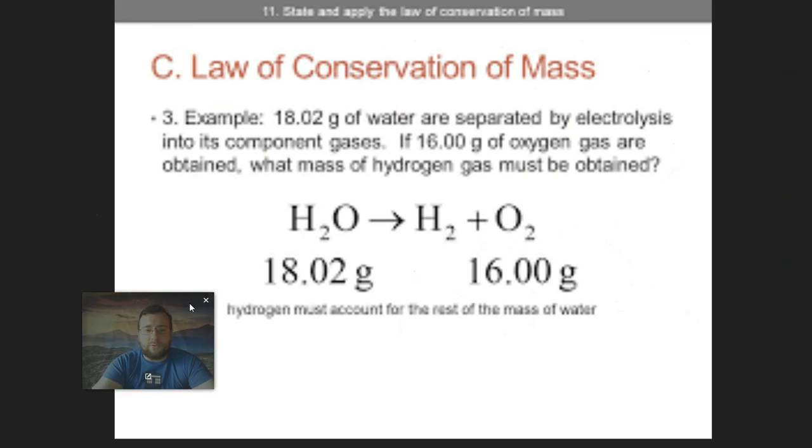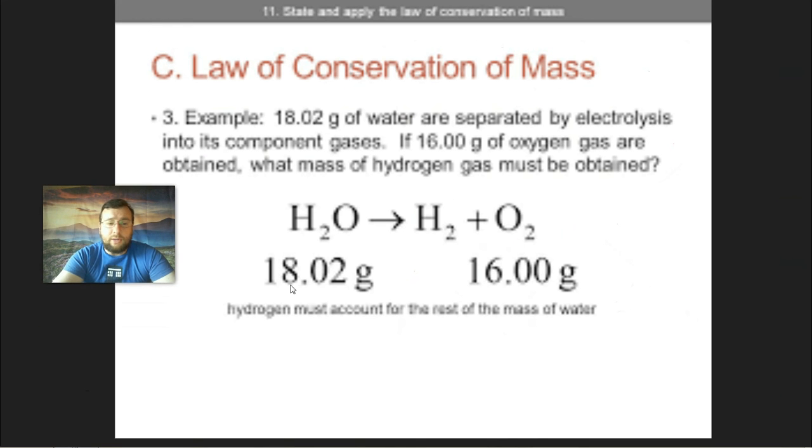So let's do some practice with this, right? Let's say you have, you can pause before I give the answer so you can see if you know how to do this. So there's 18.02 grams on the left side of water. And on the right side, you know that you formed 16 grams of oxygen gas. So how much hydrogen gas must be left? Try to figure that out.